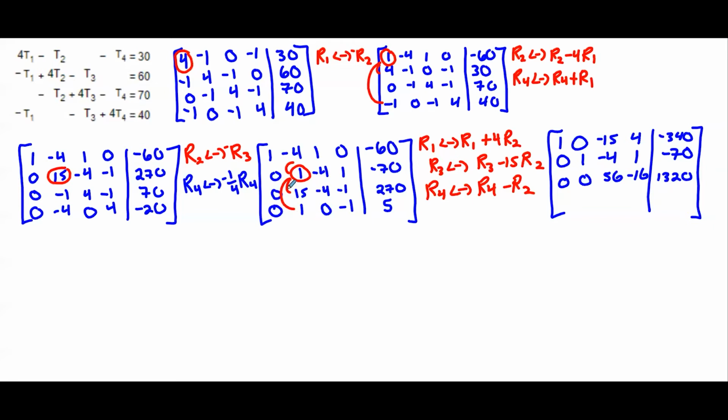And the last row, I'm going to just subtract row 2. So I get 0, 0, 0, positive 4, negative 2, and 75.